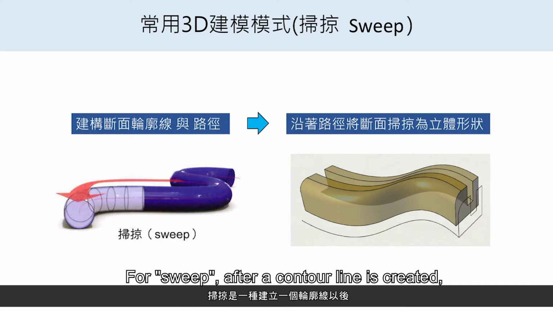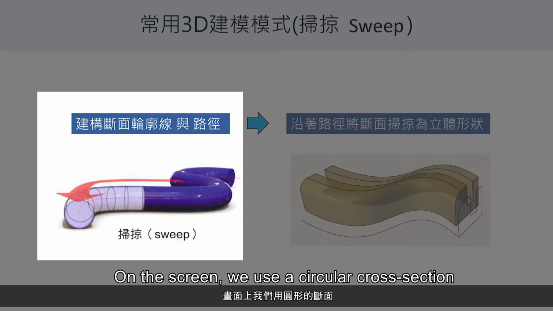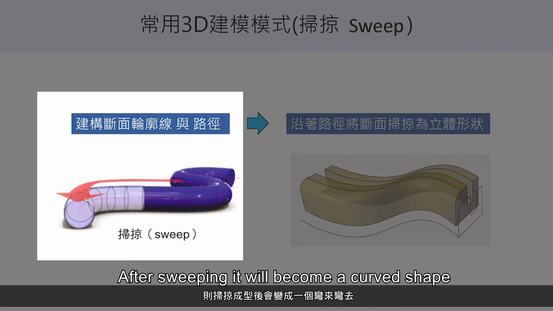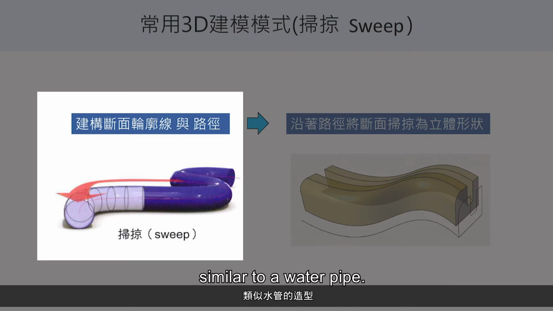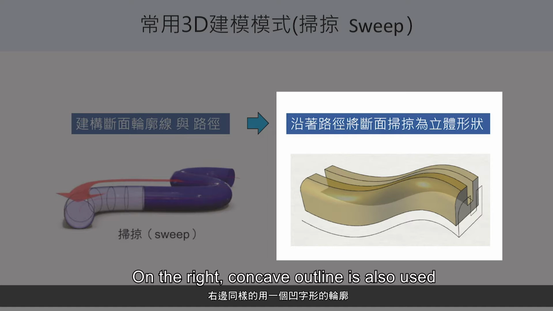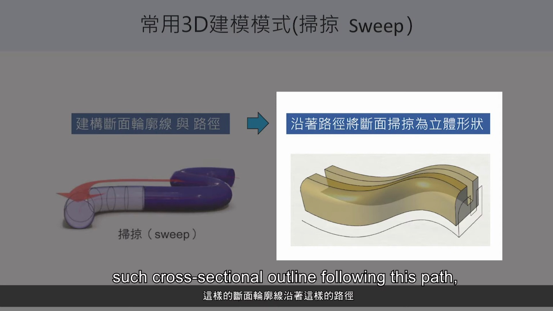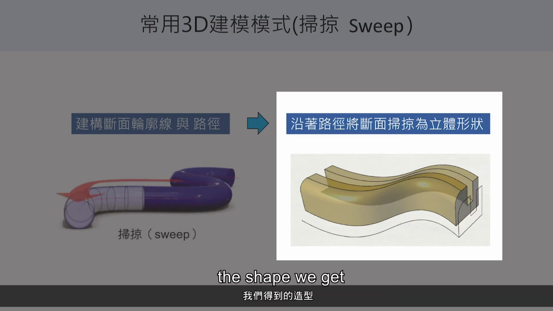For sweep, after a contour line is created, we set out a path. On the screen, we use a circular cross-section as the cross-sectional contour line and an S-shaped wavy line as the path. After sweeping, it will become a curved shape, similar to a water pipe. On the right, a concave outline is also used, and also a wavy path is used. With such a cross-sectional outline following this path, the shape we get is a curved 3-dimensional shape that you can see here.